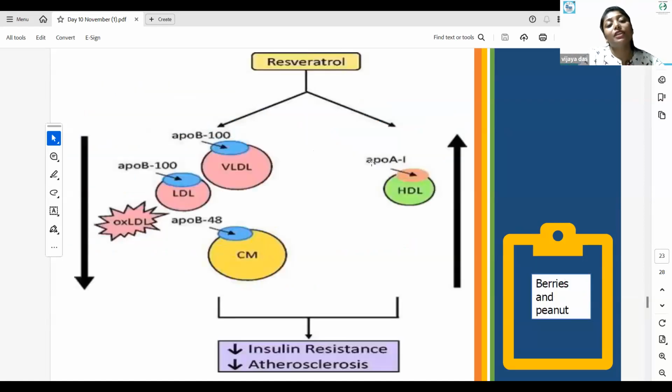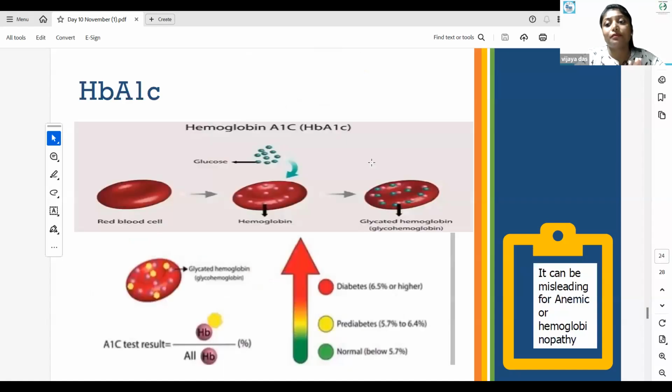And this will lead to atherosclerosis. So it becomes very important to understand that if somebody has apolipoprotein lipid values where the ApoB100 is high, we need to make sure that we either cut down the carbohydrate and also add some other sources like berries and peanut, which have nutraceutical values to lower the LDL and VLDL level.